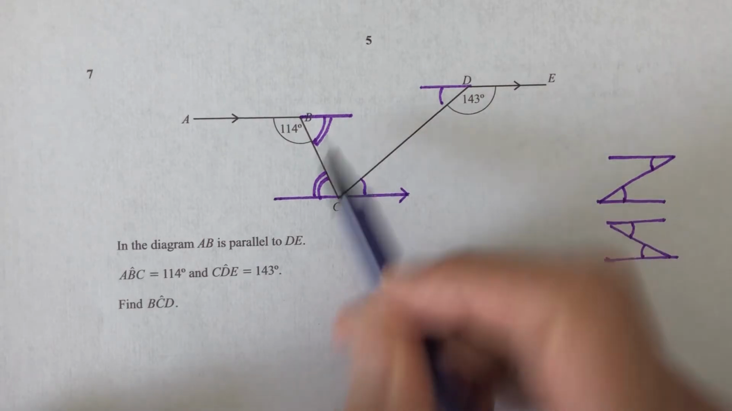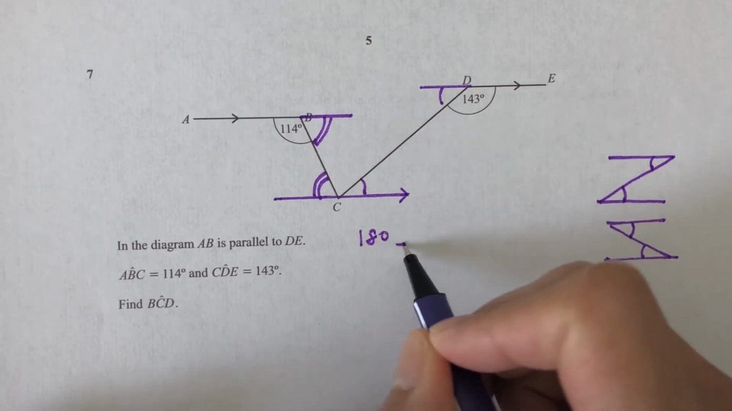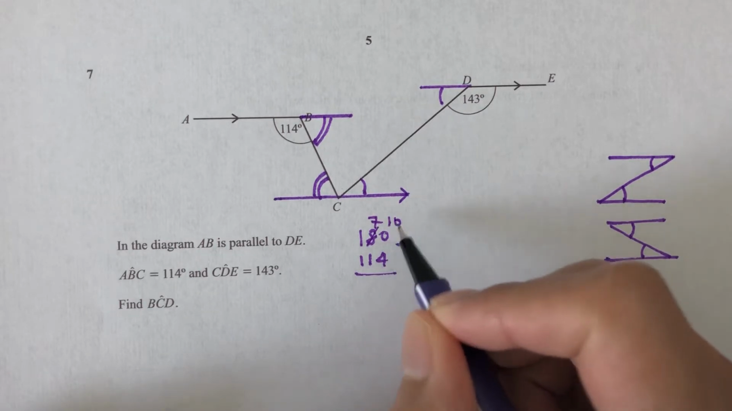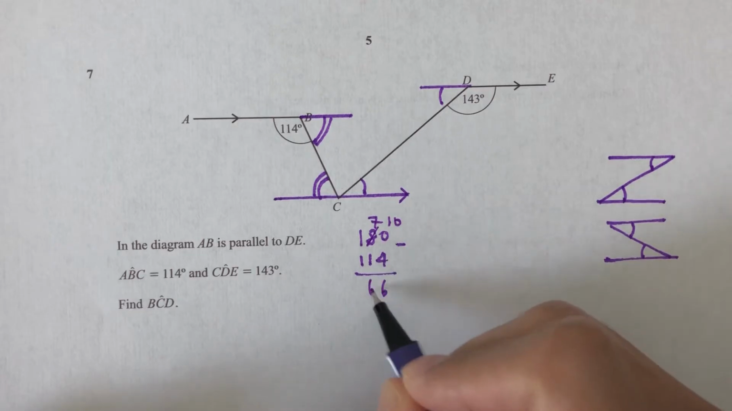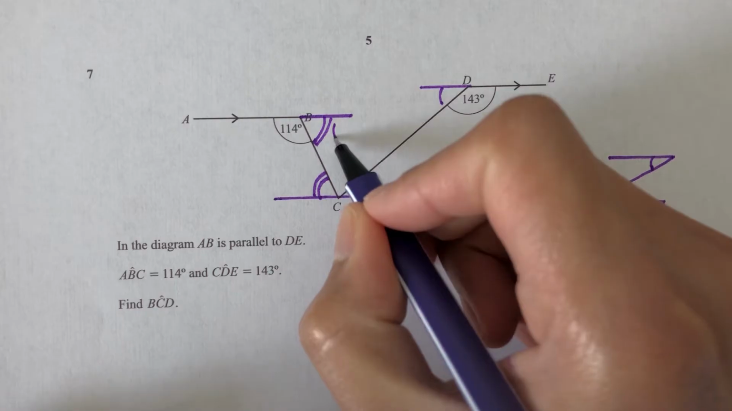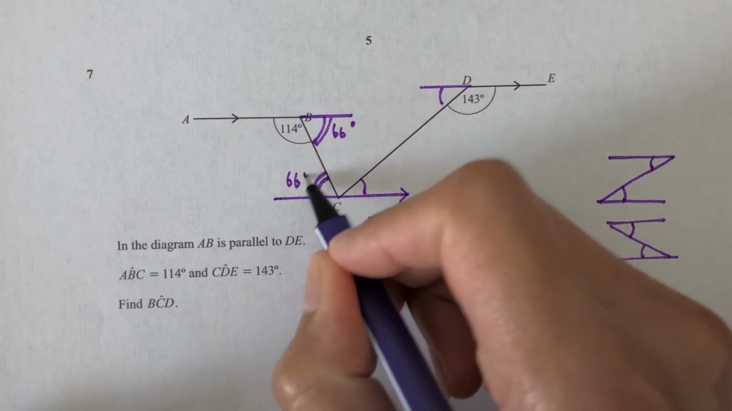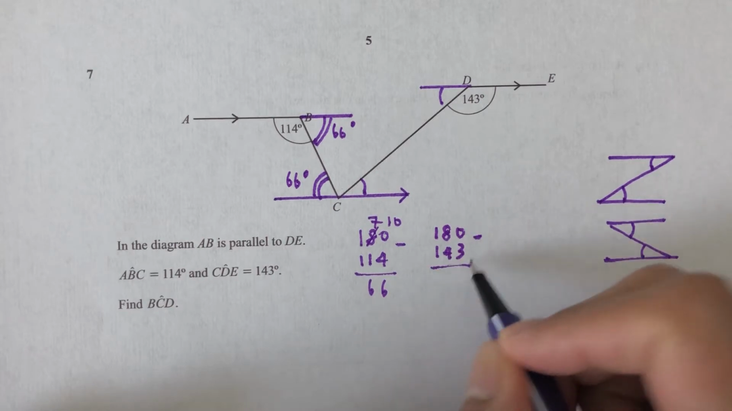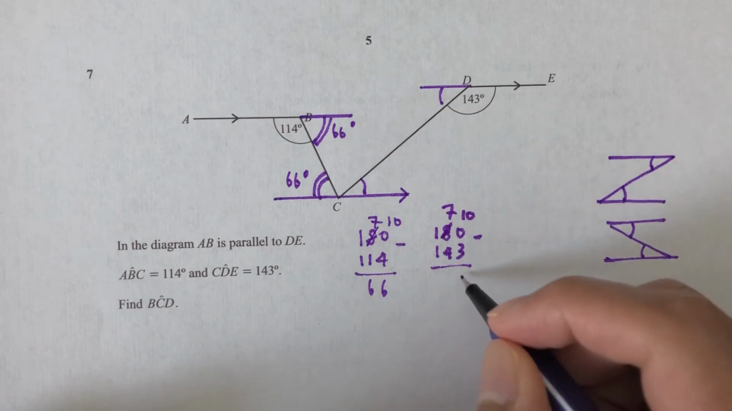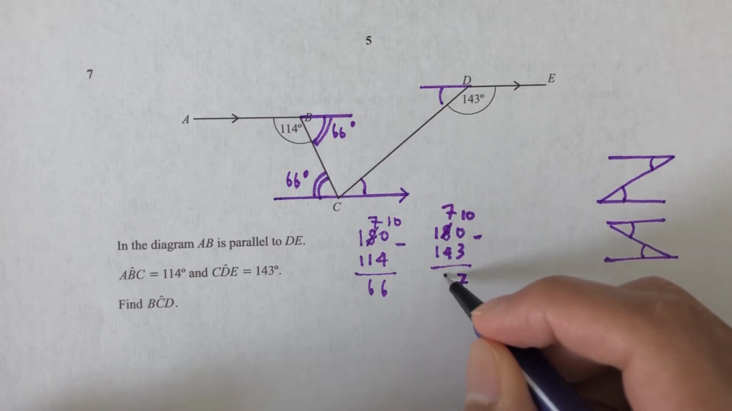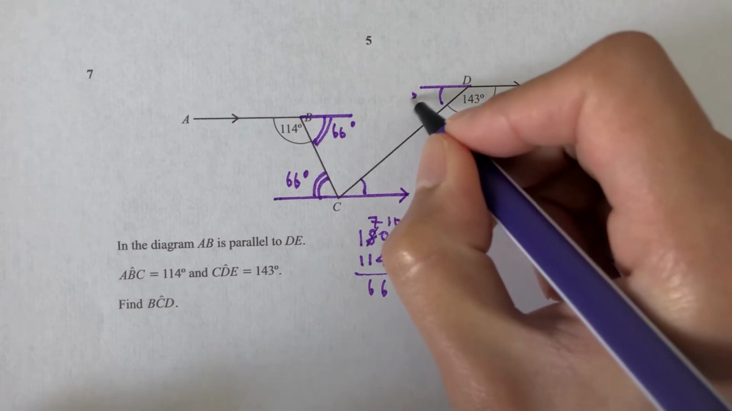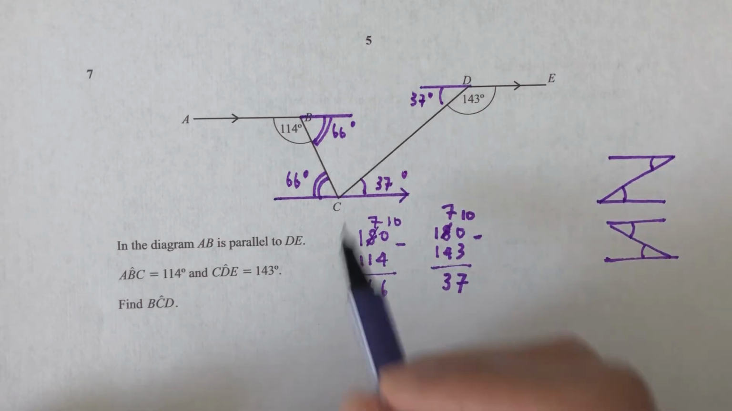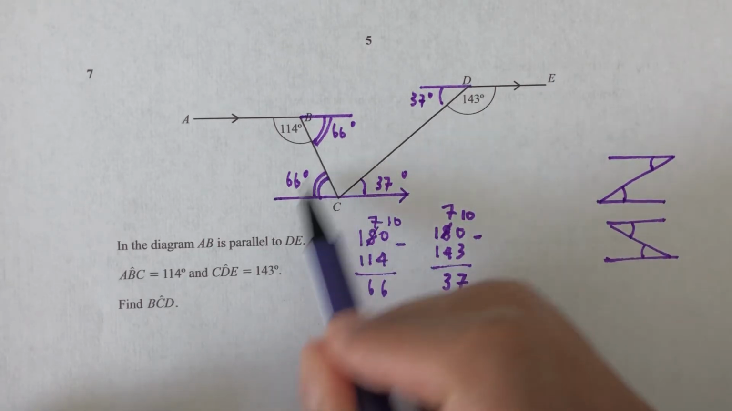So what is this angle? This angle will be 180 minus 114, which is 66. So this will be 66. And the one on top will be 180 minus 143, which is 37. So this one will be 37, and this one will be 37 as well. So the sum of this big angle is 180. So what is the size of this angle?